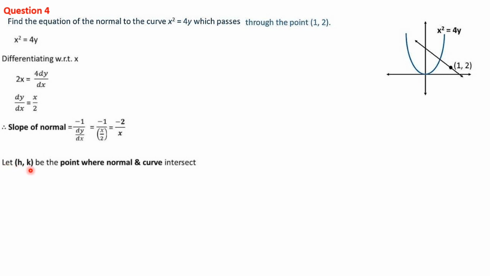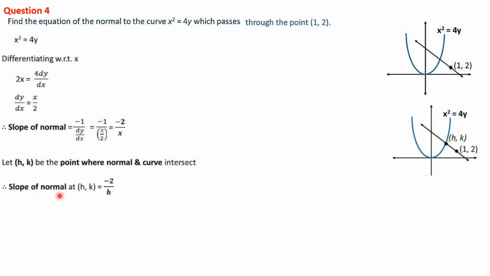Then let (h, k) be the point where the normal and the curve intersect. So maybe this is the point. We can consider it as (h, k), because we need a point of contact. So we consider this one as (h, k).